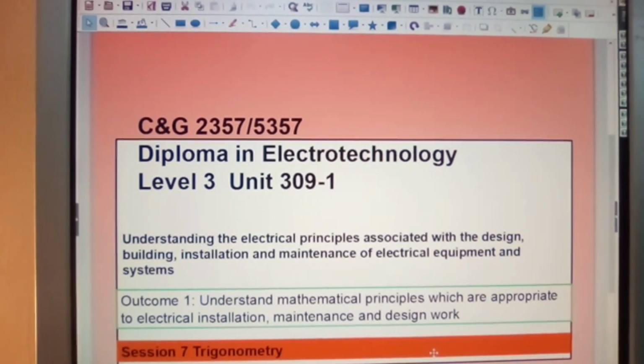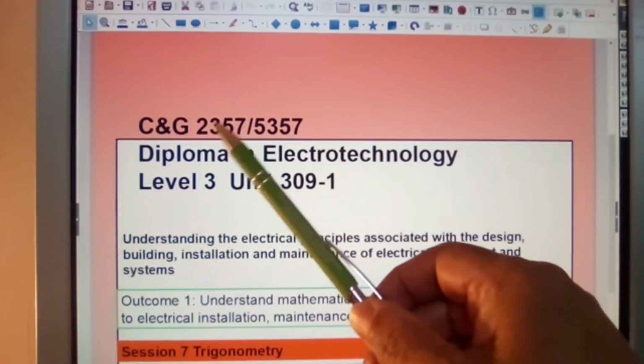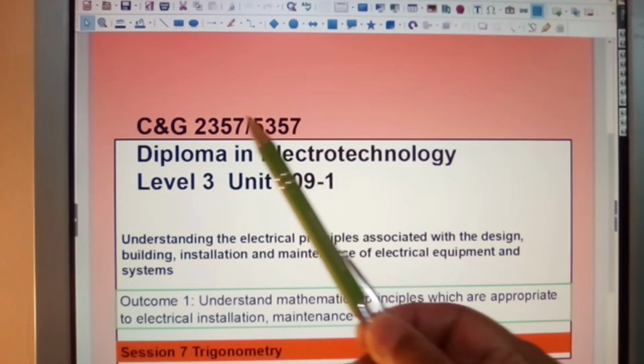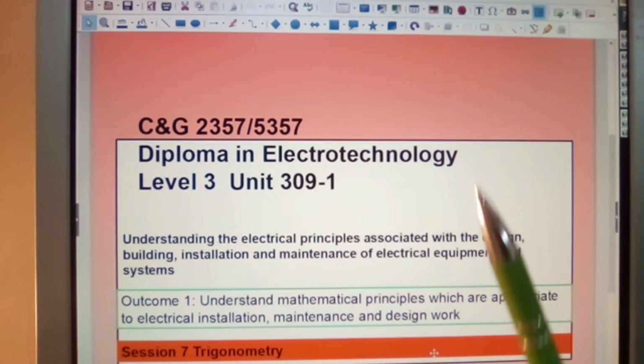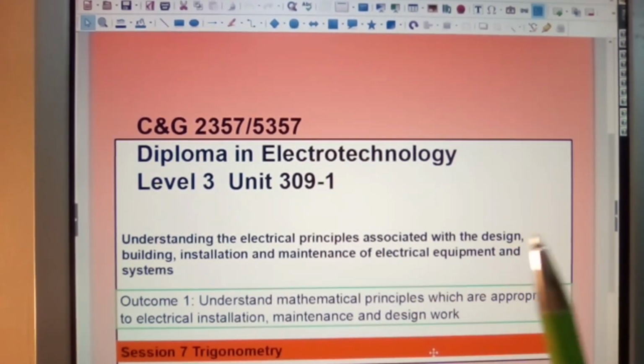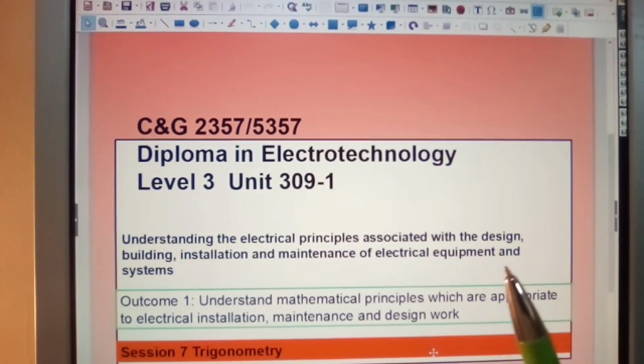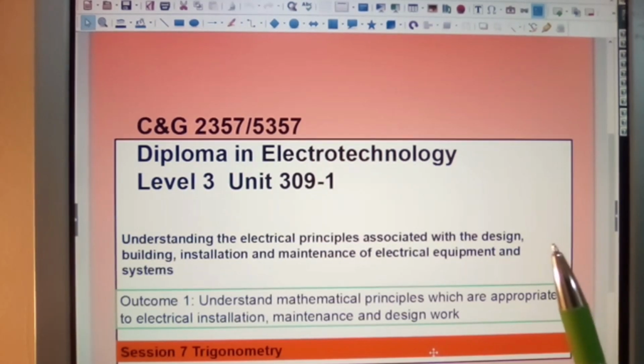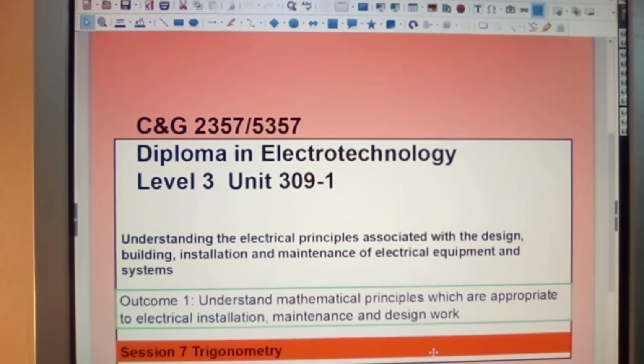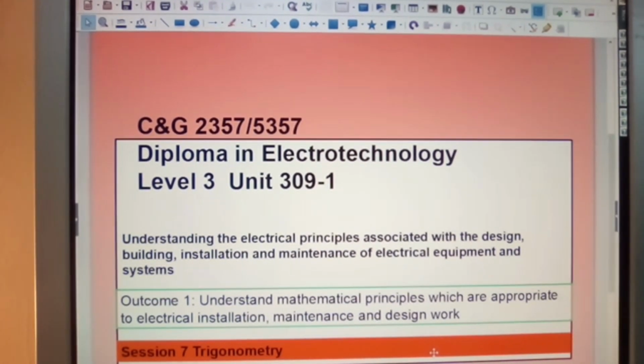Now remember that although we're looking at 2357, 5357, these numbers could change, but the technical information will still be relevant, okay? That might in itself be updated as we begin to find ways of landing our ships on Mars, Jupiter, and so forth, okay?